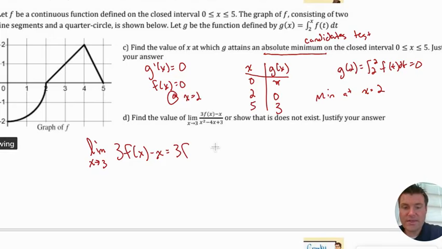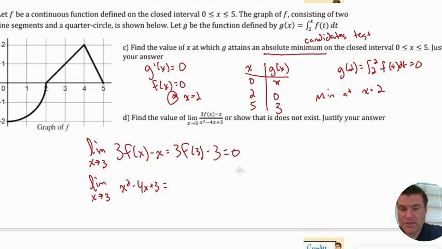So I'm going to do 3 f of 3 minus 3. What is f of 3? f of 3 is 1, so it's 3 times 1 minus 3, which is 0. If I'm looking at the denominator now, it's the same thing as 3 squared minus 4 times 3 plus 3, which is also 0. So now I can use L'Hopital's rule. I call it LHOP. Put an LH here.